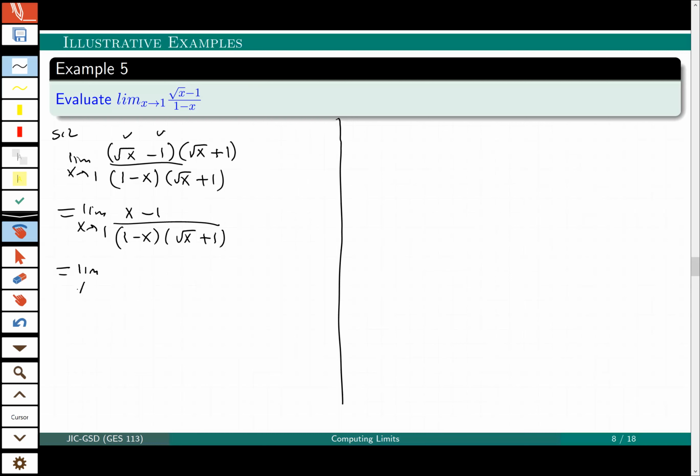So we could say here, we will take minus common factor, so that will be 1 minus x, and that will be 1 minus x times root x plus 1. Now these are identical, so we can remove them, so it will be 1 over 2 is the result.